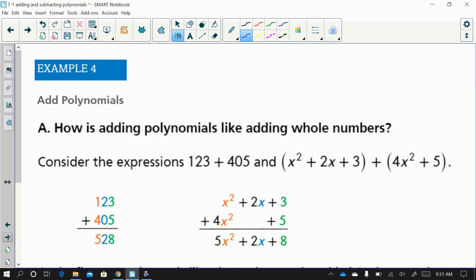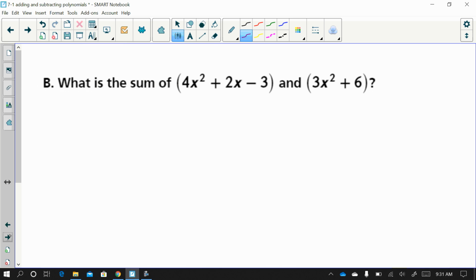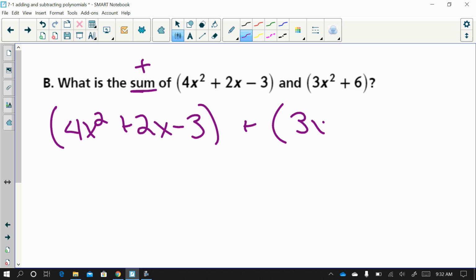Okay, I'm going to skip this slide because it's just doing the exact same thing. So let's look at this one. What is the sum of 4x squared plus 2x minus 3 and 3x squared plus 6? Okay, well, first question you should be asking yourself, what does sum mean? Sum means add. So I'm just going to take these two things and add them together. So I have 4x squared plus 2x minus 3 plus 3x squared plus 6.